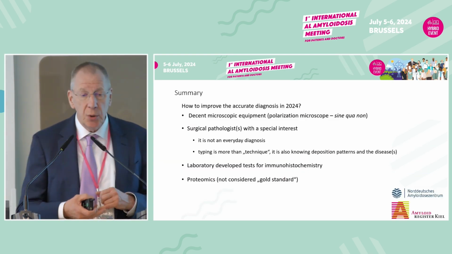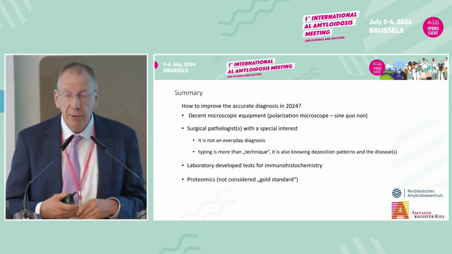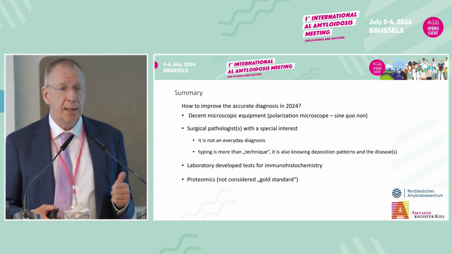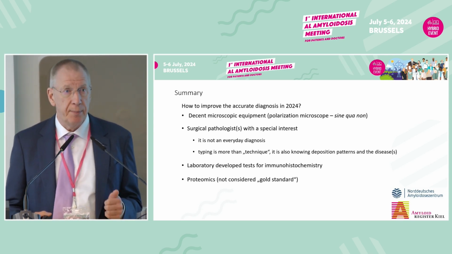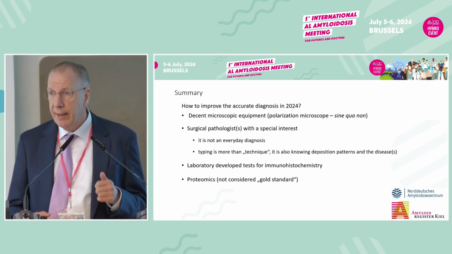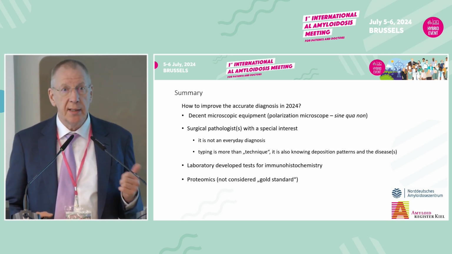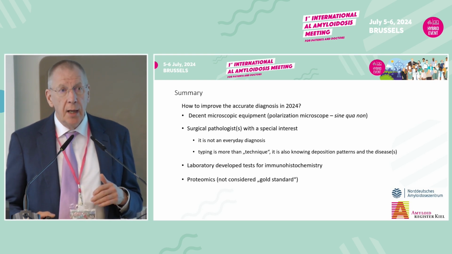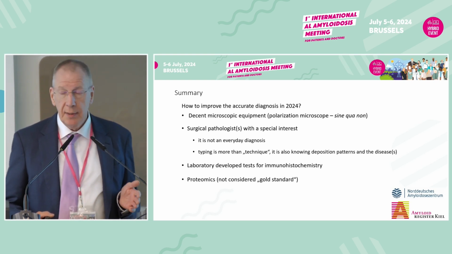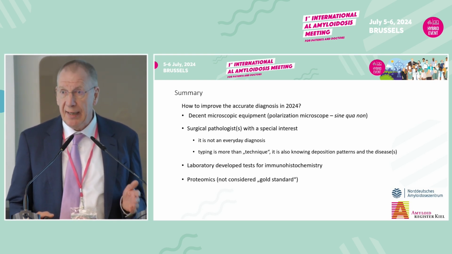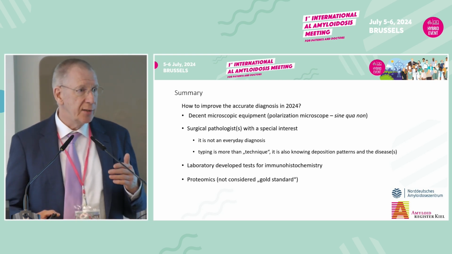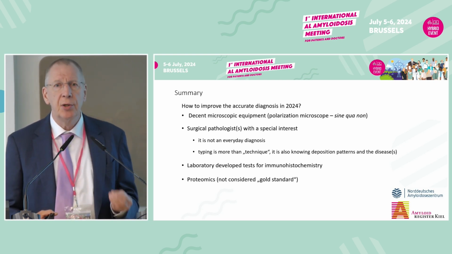So summing up my talk, how do we improve accurate diagnosis in 2024? First of all, my statement is you need decent microscopic equipment. If you don't have it, you don't find the amyloid deposits or you misclassify them. I think it's a sine qua non. You need a surgical pathologist who has a special interest, who is trained. It's not only proteomics, for instance, or just immunohistochemistry. You need to know the diseases.